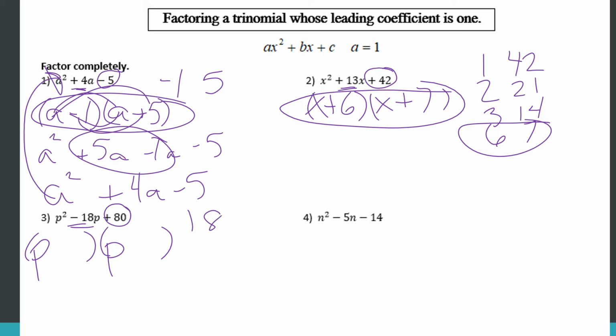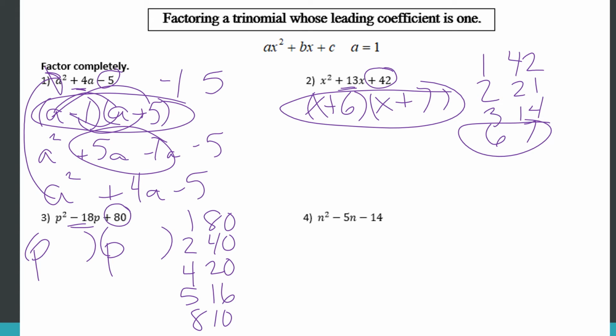So 1 and 80, 2 and 40, 3 and, I believe it is, no, 3 doesn't go in there. Okay. 4, yeah. 4 times 20, 5 times 16, 7 doesn't go in there, but then 8, of course, is 8 times 10. Okay, and then we're done with the factors.